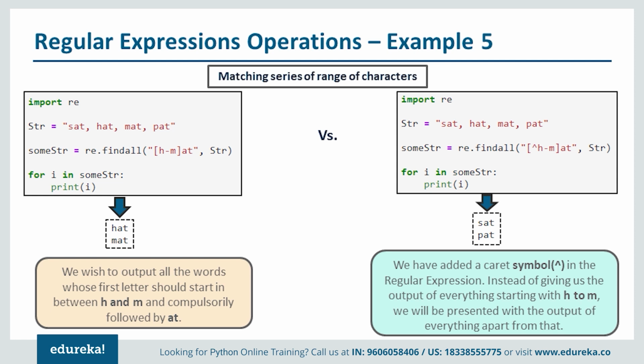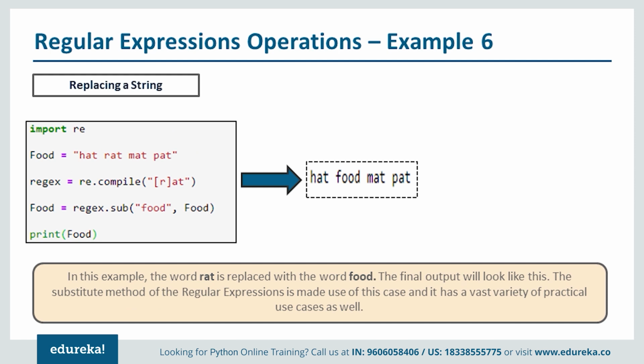So you can say like A hyphen Z, that whatever the characters present between the A and Z should be picked up and validated. So this is how the regular expression works and how the matching of a series or range of characters really works here. Now here in this one also we are trying to work with the substitute.